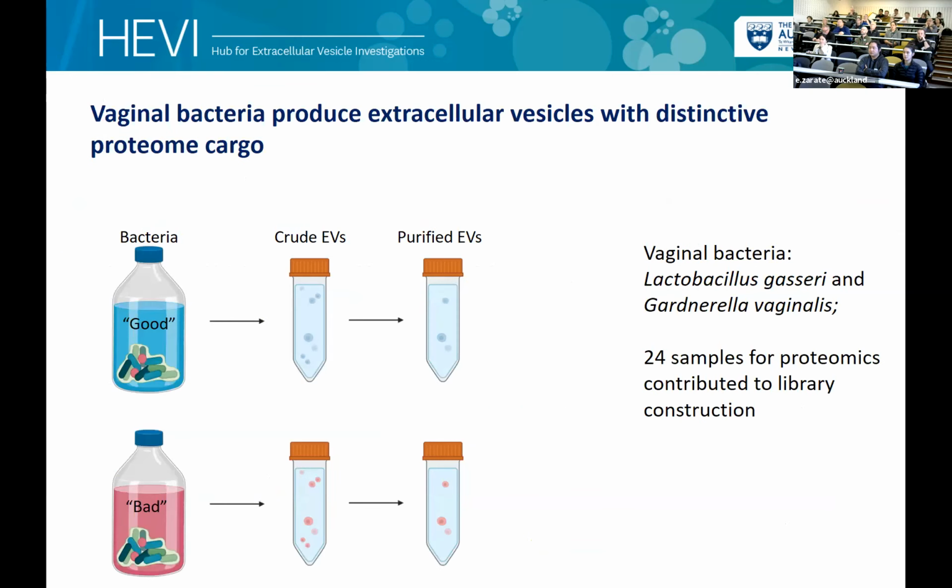So the first time we applied the SWATH method was as part of my PhD study, where the design and research questions were pretty straightforward and simple. We had two bacteria that represented opposite ends of the spectrum of vaginal health. We had a bacterium known to be present in healthy women, Lactobacillus gasseri, let's call it the good bacteria, and the other one known to be a causative agent of bacterial vaginosis, Gardnerella vaginalis, and let's call it the bad bacteria.